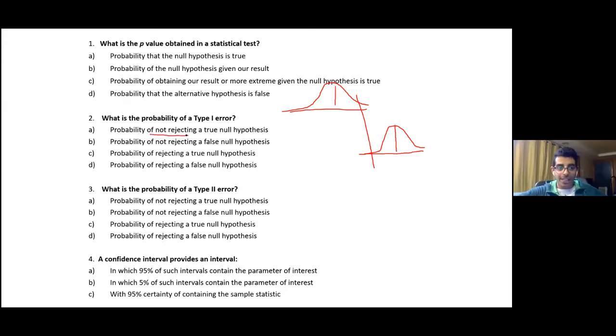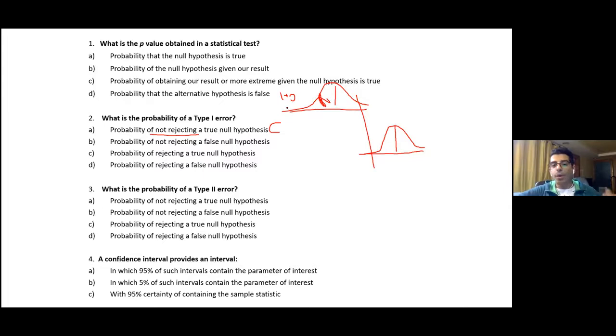Probability of accepting a true null hypothesis. Okay, so the null hypothesis is true. So we're in the top part, and we didn't reject it. We accepted it. So we're here. So this is 100% a correct decision.